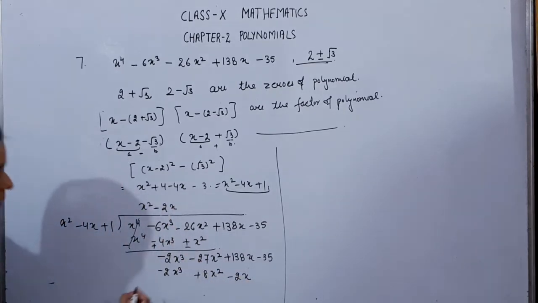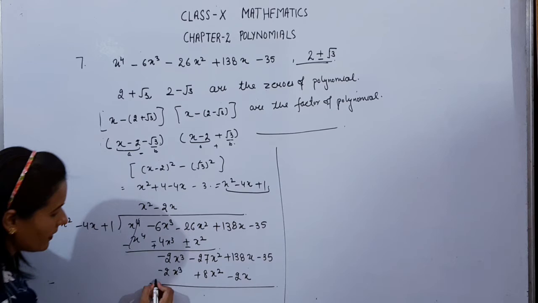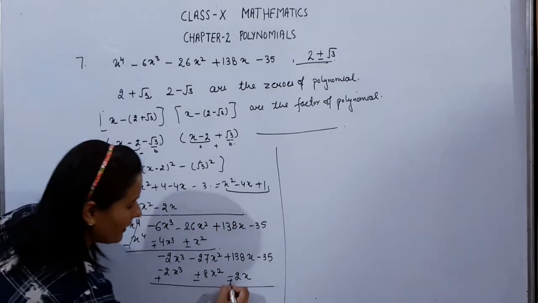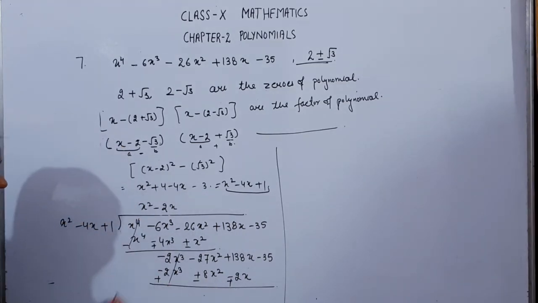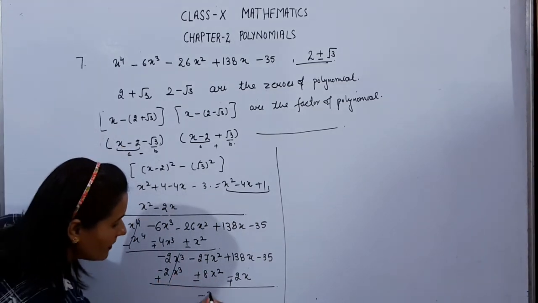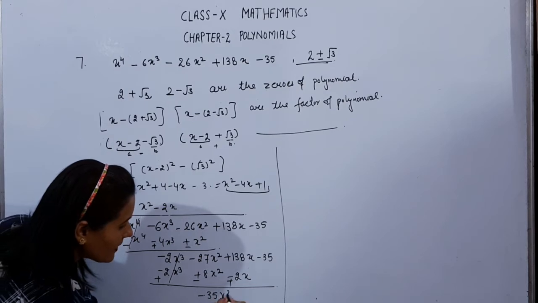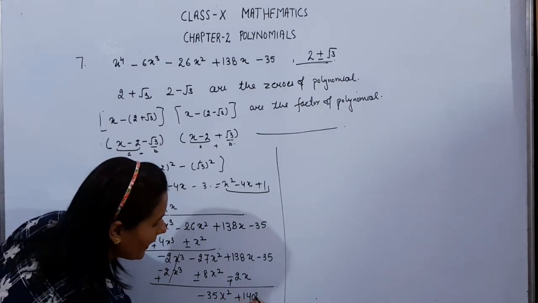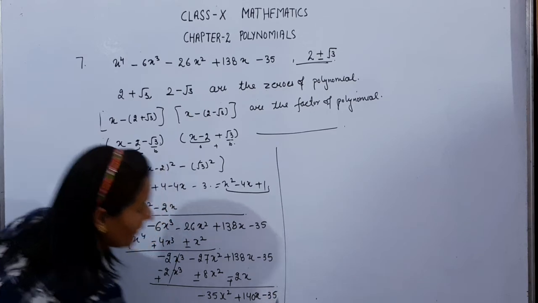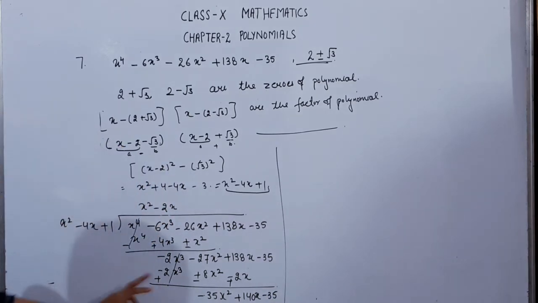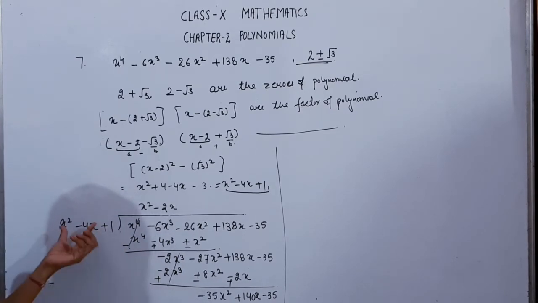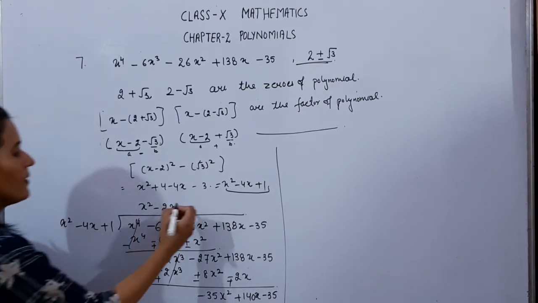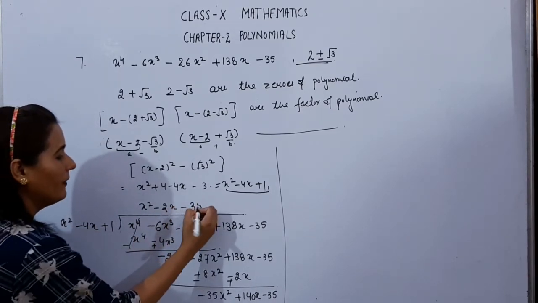Clear? So what we are getting finally, add, subtract and addition sign. These two are cancelled. This will be minus 35 x square plus 140 x minus 35. Is it clear? Now the same power we are getting, so we need to multiply this polynomial by 35 only. Okay, so we are multiplying it by 35.